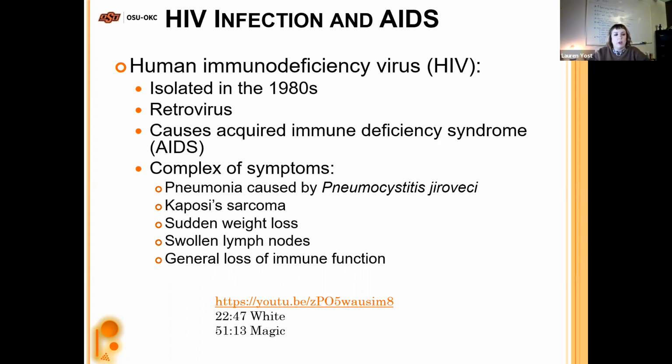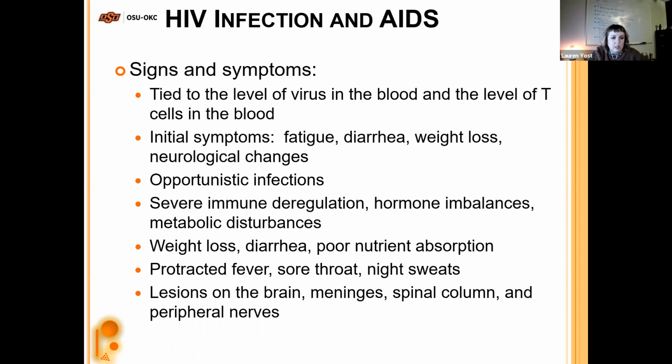We have a complex of symptoms associated with infection, including pneumonia, typically caused by Pneumocystis jirovecii. And then we have Kaposi sarcoma, sudden weight loss, swollen lymph nodes, and general loss of immune function overall. So, signs and symptoms continued. The level of virus in the blood is associated with the level of the T cells in the blood, because that's what the virus is going to infect. The initial symptoms include fatigue, diarrhea, weight loss, and neurological changes.